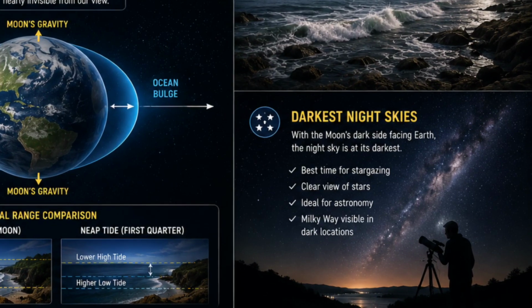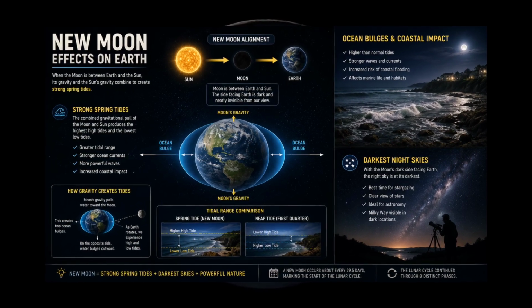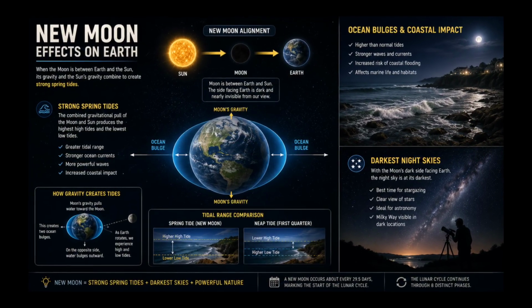The darker night skies during a new moon also benefit astronomers because moonlight does not interfere with observations of stars, planets, and distant galaxies. Many animals that depend on darkness for hunting or protection are also affected by the reduced nighttime light.